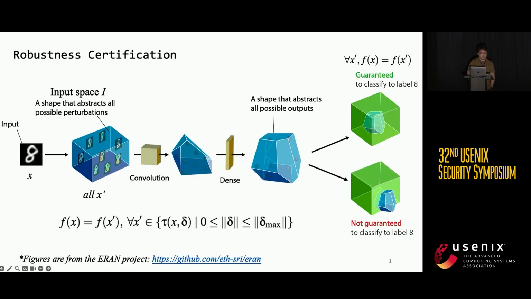The precise robustness certification can be illustrated using this figure. Given an input X and a mutation, the certification first represents all mutated inputs X prime as the input space I, and then it checks if the neural network has the same prediction for the original input X and all the mutated inputs X prime.